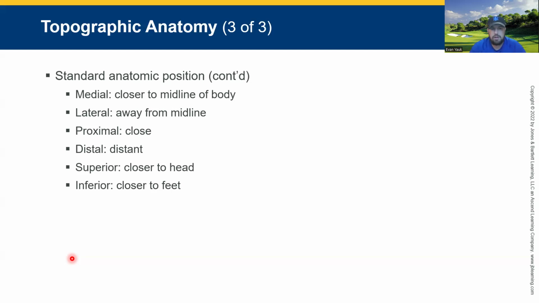Medial is closer to the midline, so it's closer to the center. Lateral is going to be away from the midline. Proximal is close. Distal is distance. Superior is closer to the head. It's superior, so it's higher. And then inferior is closer to the feet. Okay, it's down, inferior.